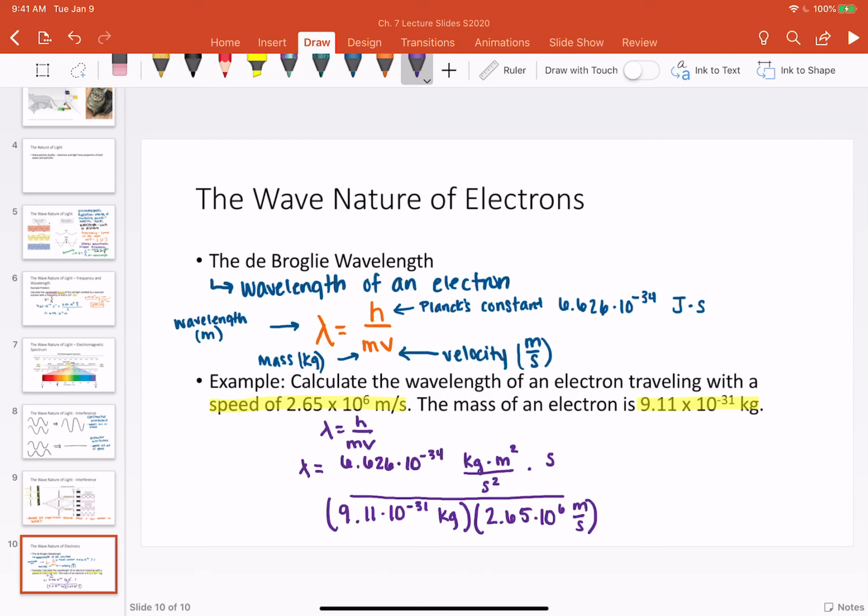Okay, so now we get to start canceling units. One of these seconds will cancel with this seconds, one of these meters will cancel with meters, kilograms cancels with kilograms. And go ahead and pause the video if you want to take a second to solve this out on your own. And then the answer should be 2.74 times 10 to the negative 10th meters.